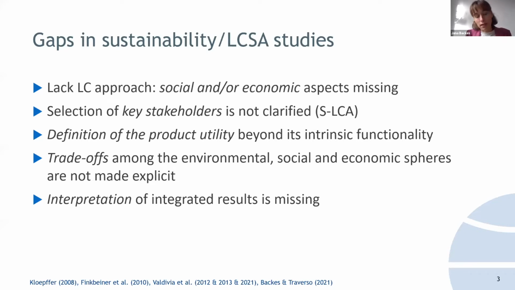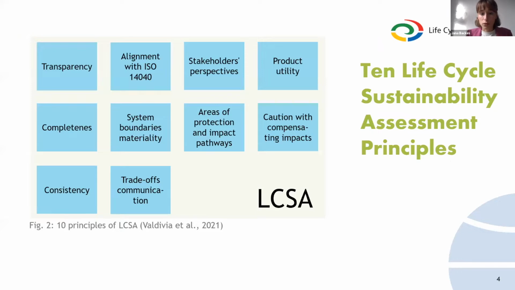Then when we come to the end of the assessment, there are potential trade-offs between the 3 pillars, and they are not made explicit and also not communicated. And finally, the interpretation, which is also connected to the trade-offs, seems to be hard. So what did we do?